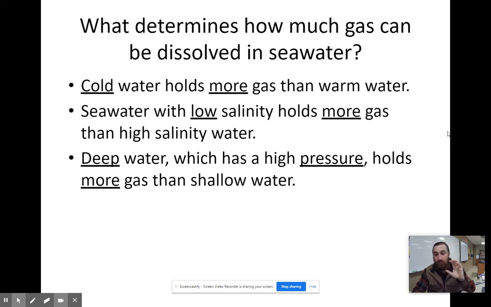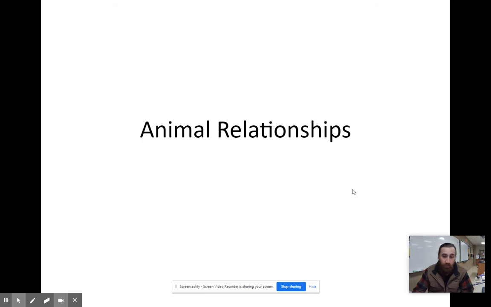When you have high salinity, there's not a lot of space for you to actually dissolve gas in. Low salinity, there's a lot more space. Now, deep water, which has high pressure, holds more gas than shallow water. Pretty simple. Now, today we're going to get into animal relationships.